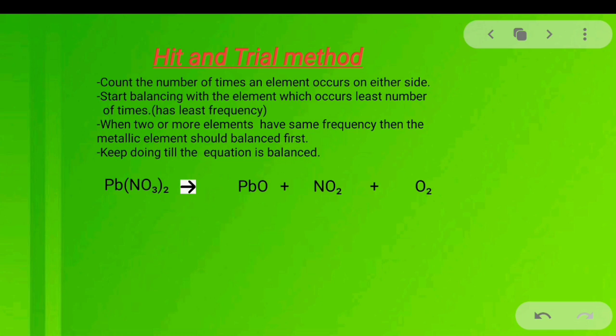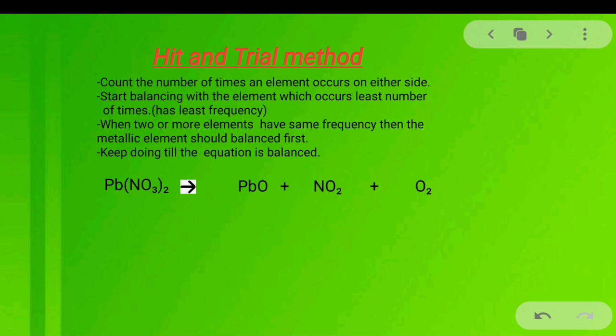Okay, so what are the rules? First, you need to count the number of atoms present on both sides. Now, start balancing with the element which occurs the least number of times. Now, when two or more elements have the same frequency, we need to balance the metal first. Now, let us practice the equation I have given you.